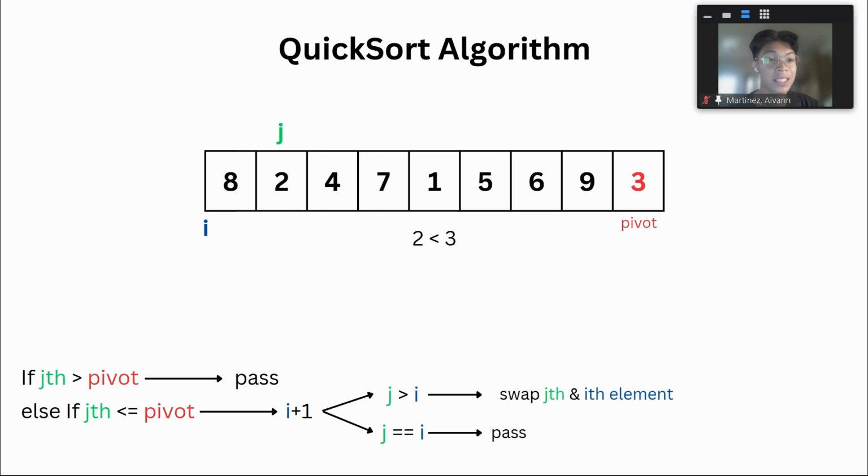Now we have to ask again, for our second if statement, is our jth element less than or equal to our pivot element? Is 2 less than or equal to 3? Yes, because 2 is less than 3. So, based on our decision-making step, we have to iterate i. Note here that j is equal to 1 and i will now be equal to 0, because indexing in our array starts with 0. We have 0, 1, 2, 3, 4, and so on.